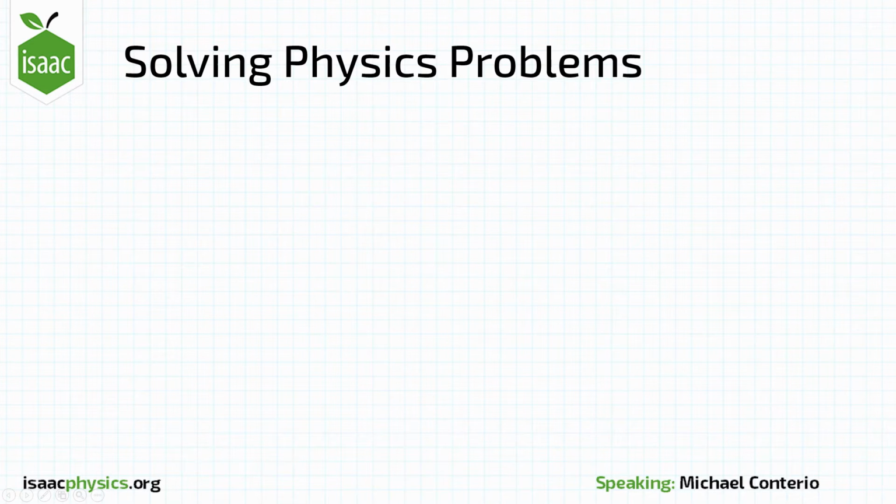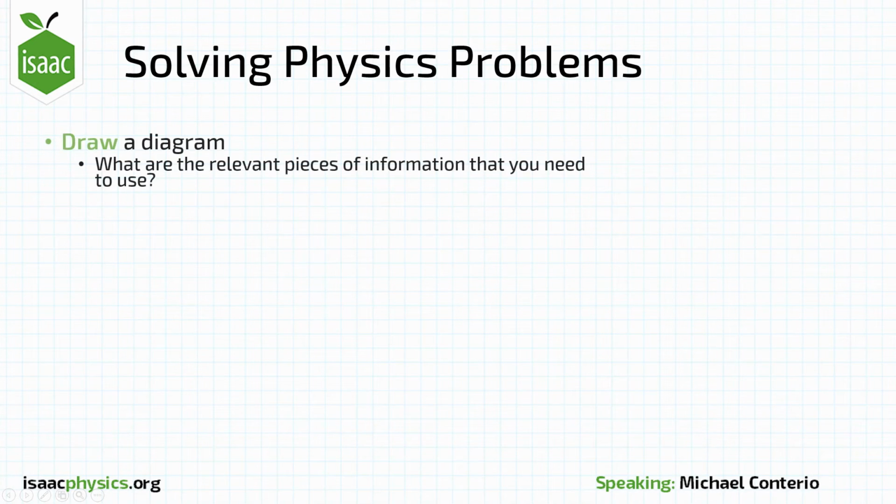To solve physics problems on Isaac Physics and elsewhere, it can be useful to use the following steps in order. Draw a diagram or several diagrams of the situations throughout the question. Think about what the relevant pieces of information that you need to use are. Try to avoid cluttering your diagram with lots of unnecessary information.